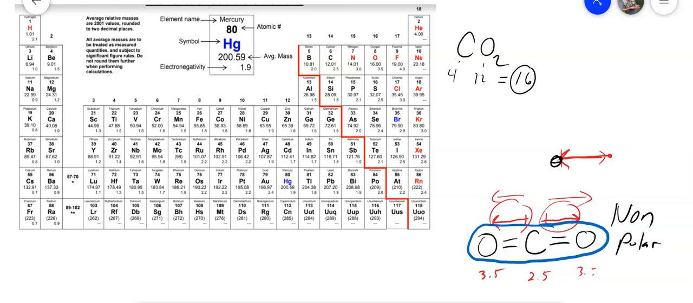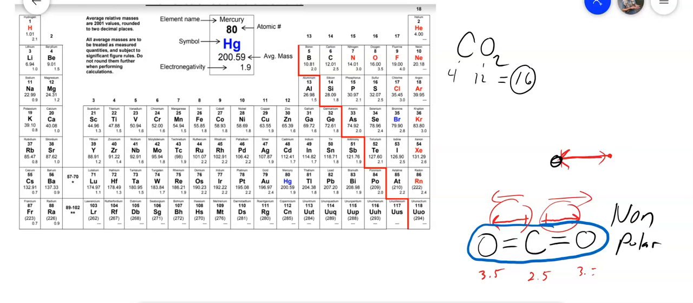That's because even though there are bond dipoles, because of the linear shape of this carbon dioxide molecule, they're going to cancel each other out. That means this is a nonpolar molecule. So again, we have to look at the shape of the molecule and the bond dipoles, if they exist, to determine if a molecule is polar or not.